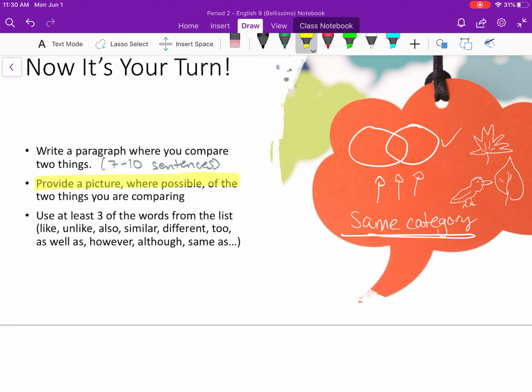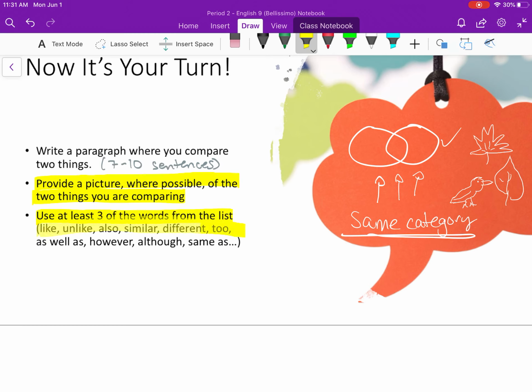Provide a picture where possible of the 2 things that you are comparing. If you can, snap a photo of the 2 and you could put them into a PowerPoint slide like this. You could put them on Word. Do whatever kind of makes the most sense for you. Or you can just send me 2 pictures. That's fine. Use at least 3 of the words from the list.